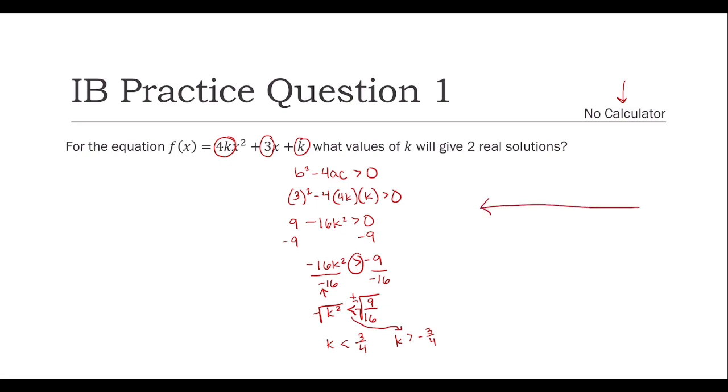So on a number line, if we add our negative 3/4 and positive 3/4, k would be between these values to have two real solutions. So negative 3/4 is less than k is less than 3/4.